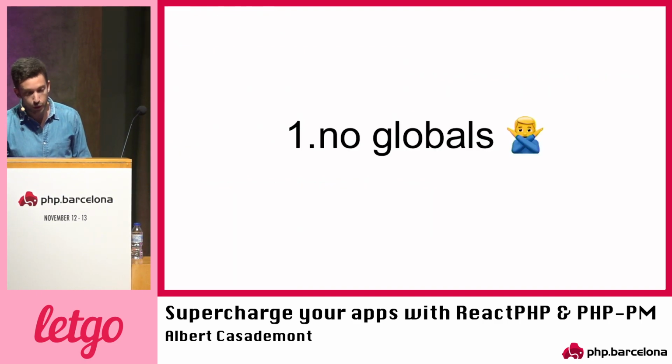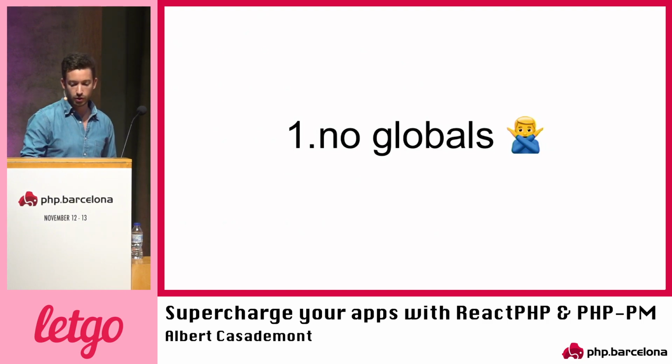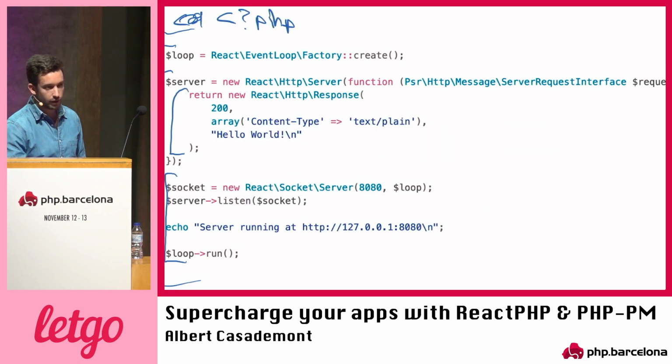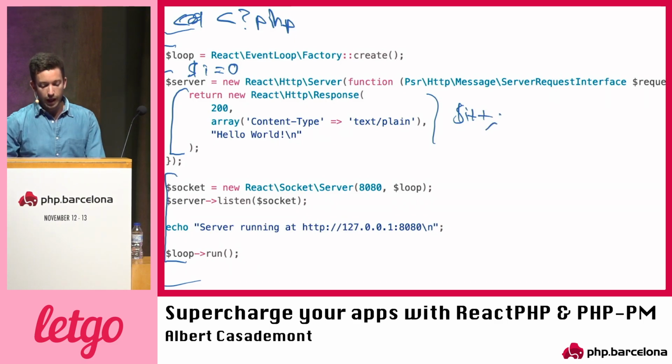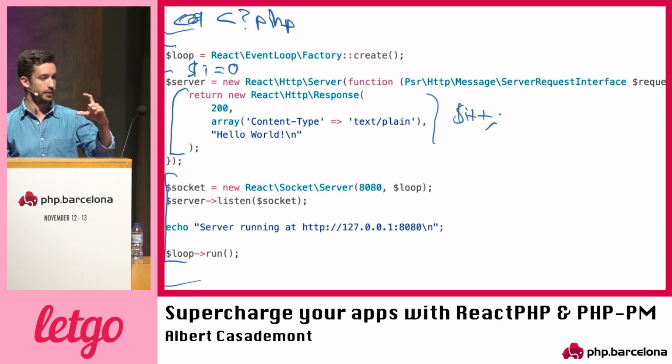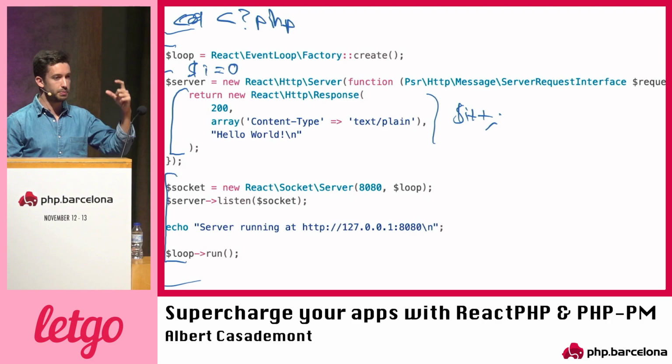Why? Because you cannot rely on globals anymore. If you come back to here, if you had a variable here, let's assume $i equals 0, you could increment it, $i++, $i++. And after every request, this would work as a kind of counter. This variable, which is outside the actual event loop, will never get freed. So this memory stays for you.